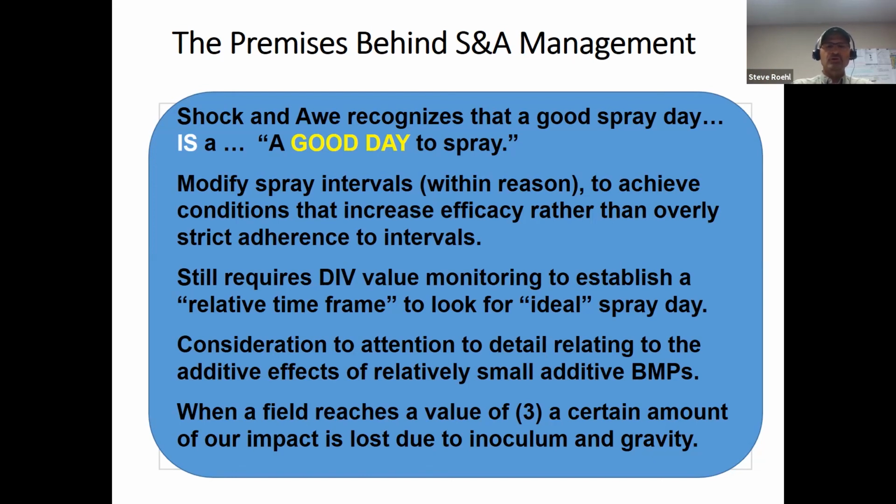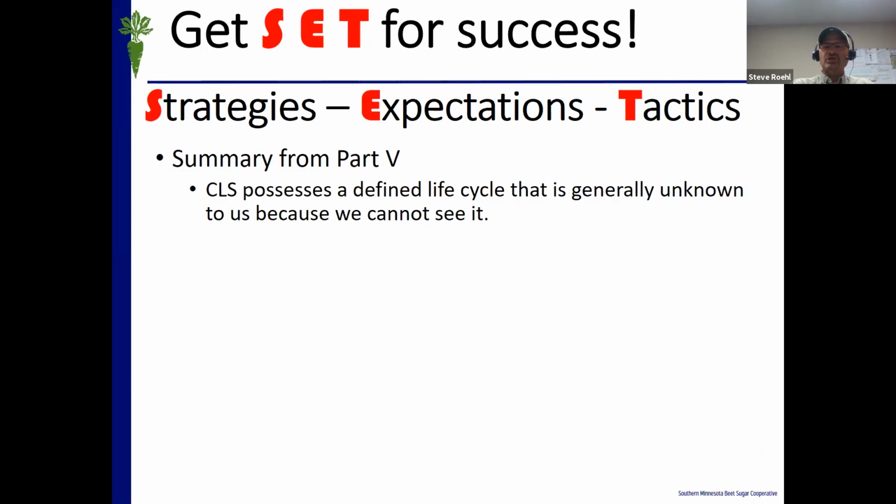And when a field reaches a value of 3, a certain amount of our impact is lost. We need to recognize that it's front end based. We need to get shock and awe early in the season and prevent ourselves from getting past level 3, because then the disease starts to take on a life of its own. It doesn't rely upon Mother Nature. It can self-perpetuate.